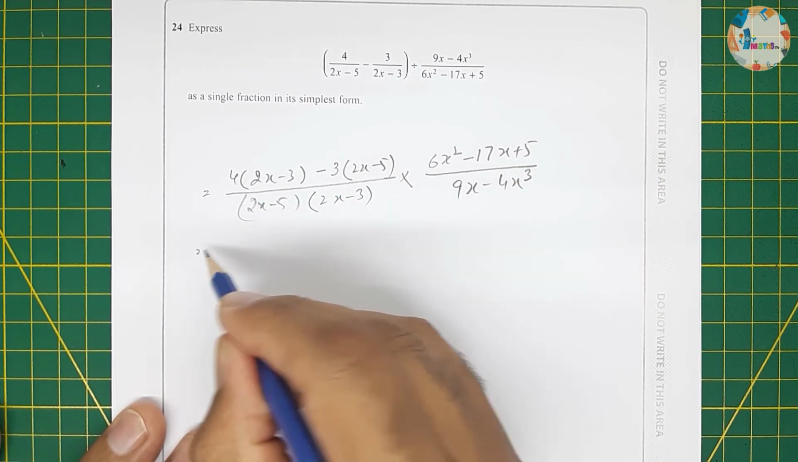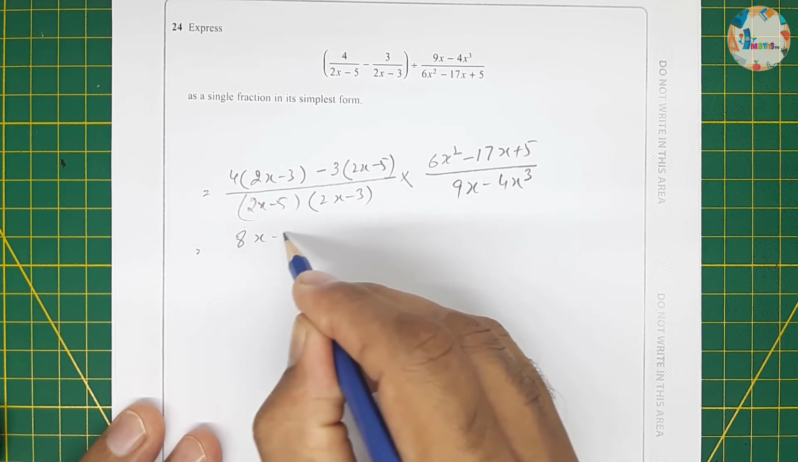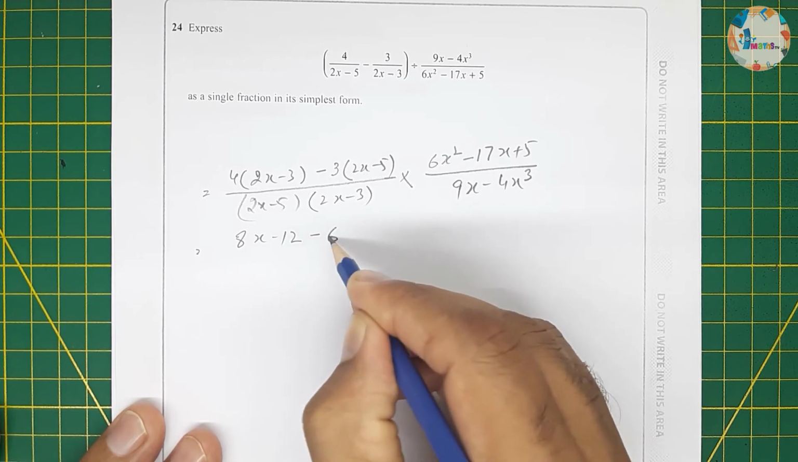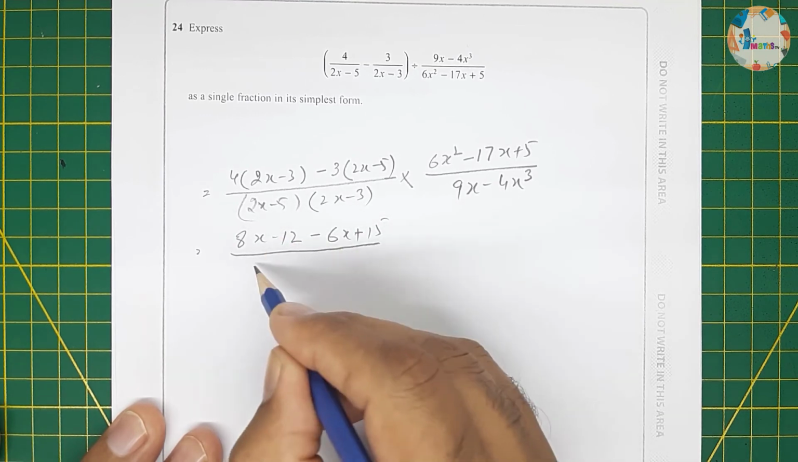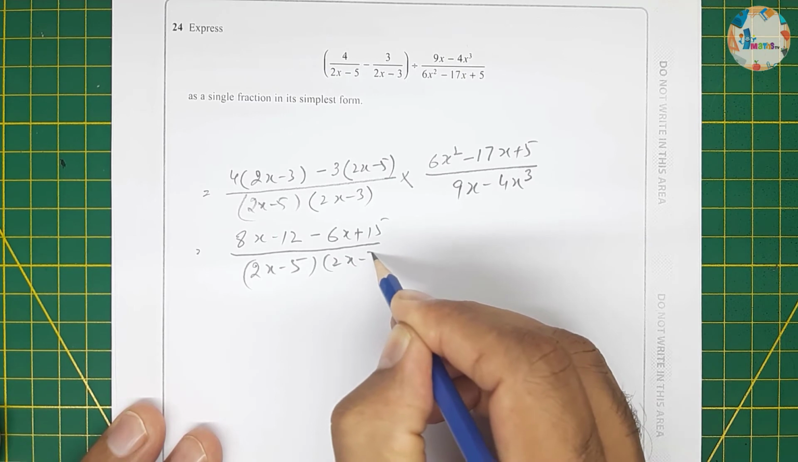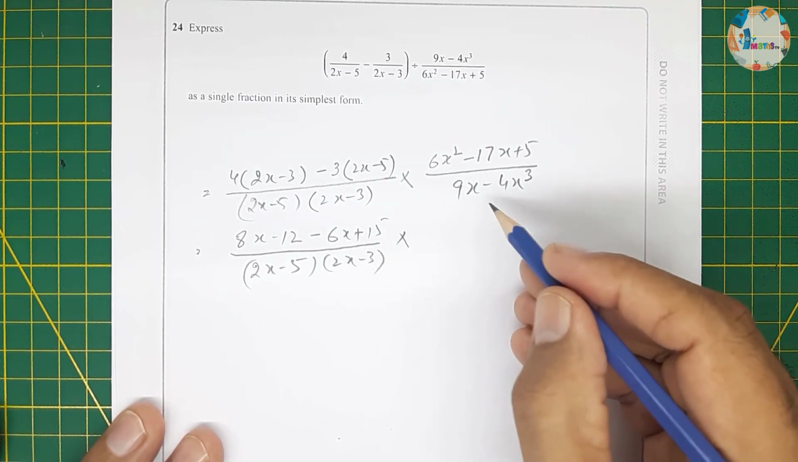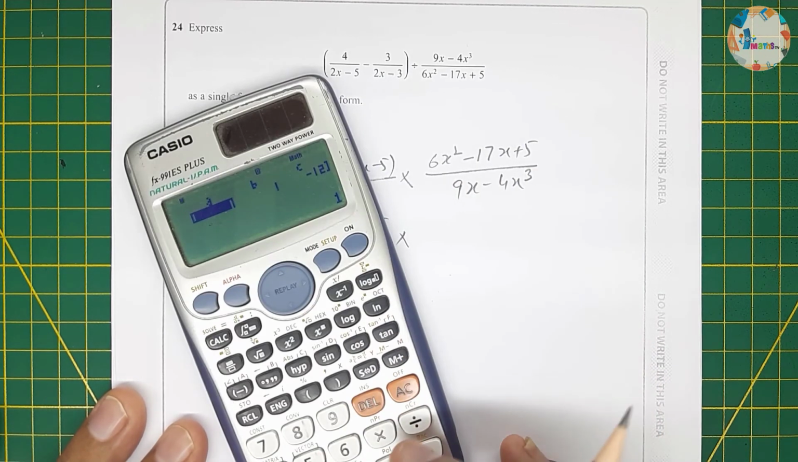Now after this, we can multiply and open, so it will be 8x minus 12 and minus 6x and plus 15, divided by this one, which we will keep as it is. Maybe in the next steps there will be cancellation, so this one we can factorize.